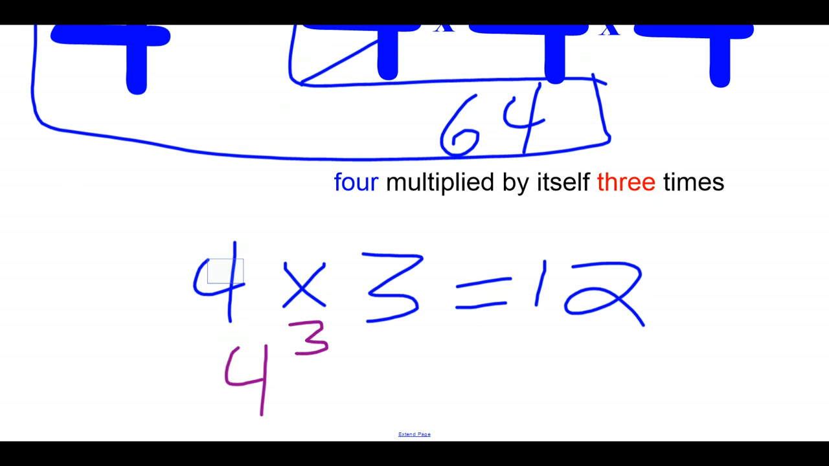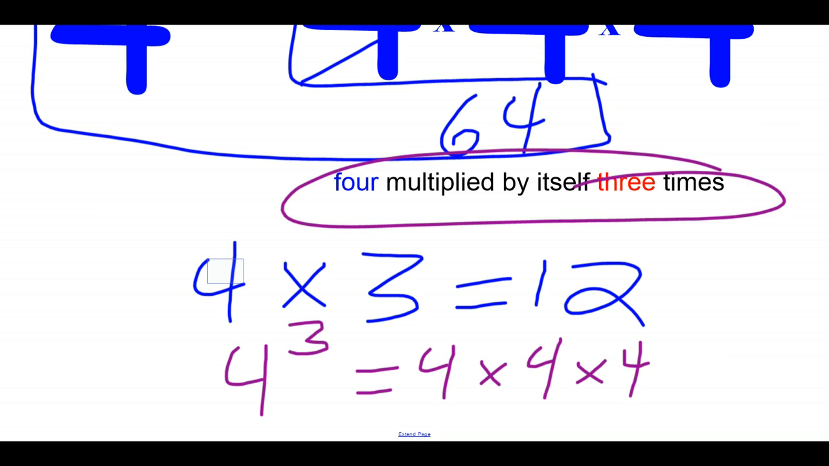4 raised to the third power, or for this particular power we call it 4 cubed, is 4 times 4 times 4, not 4 times 3. 4 multiplied 3 times gives you 64. So let's take a look at two different examples of that to make sure we've really got it.